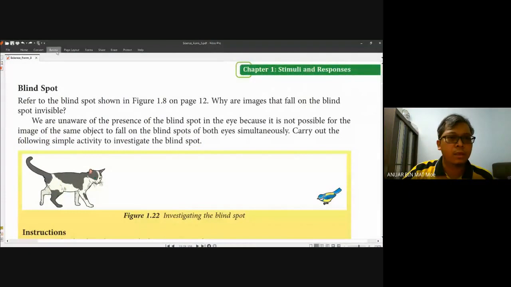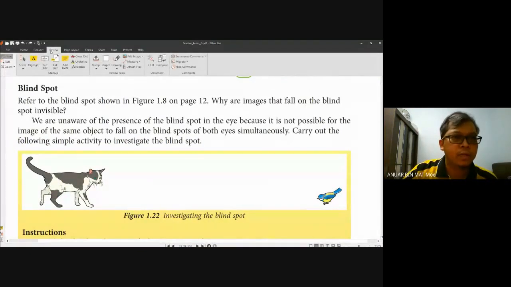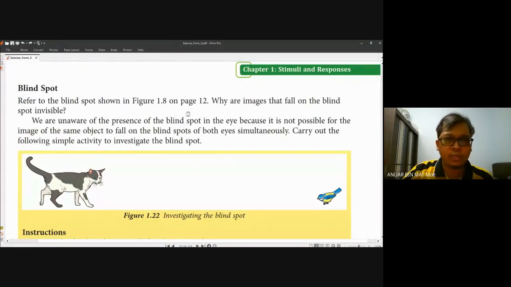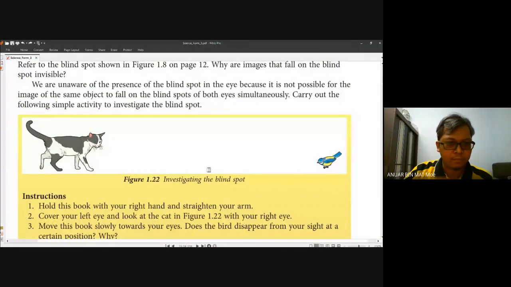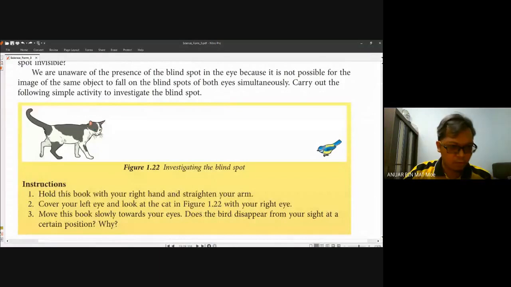Refer to the blind spot shown in the figure, and then why is the image that falls on the blind spot invisible? You can do it on your own, right? You hold the book with your right hand and straighten your arm. You can do the activity later after the class. Hold the book with your right hand and straighten your arm.